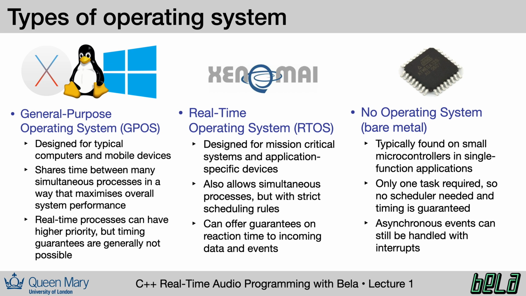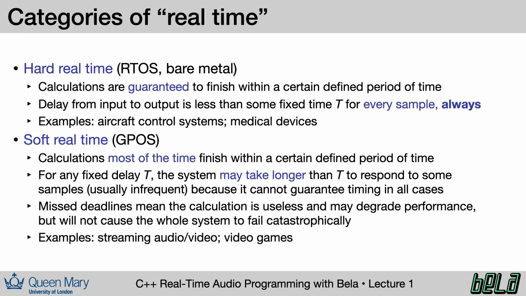Finally, if our application is relatively simple, we might not need an operating system at all. If you're using a microcontroller, then you might just run your code directly on the hardware, sometimes called bare metal. This doesn't preclude you from having asynchronous events, which you can use hardware functions like interrupts to do, but it can simplify your code enormously and let you make timing guarantees. However, it's not as powerful or as flexible as having an operating system available.